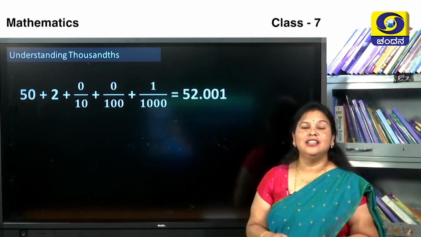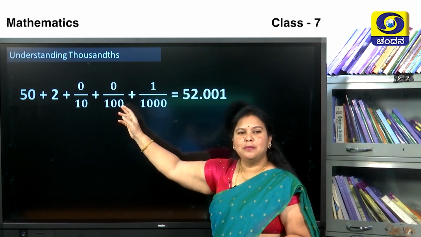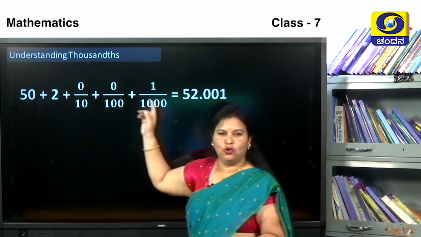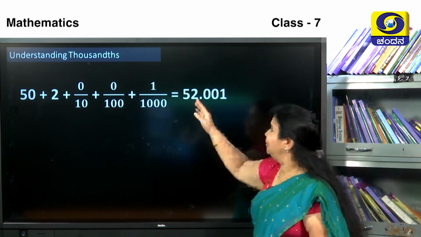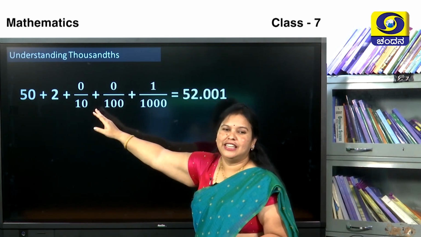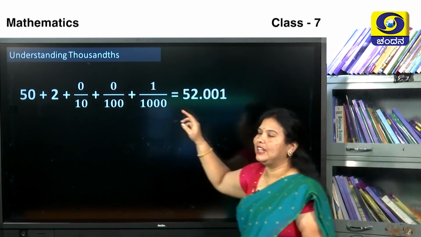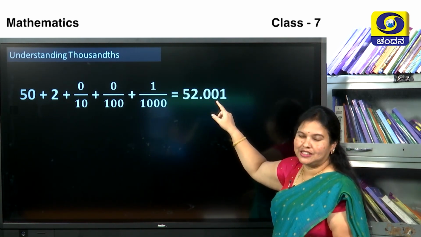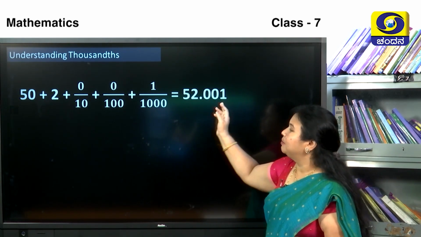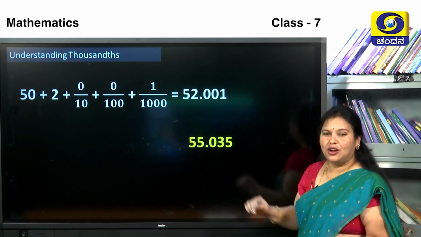Now, it is time to understand thousandth place. Here one example is there, 50 plus 2 plus 0 by 10 plus 0 by 100 plus 1 by 1000. You already know 50 and 2 are whole numbers. So, by adding these two we get 52, and we have to write before the decimal point. So, 0 by 10 is in 10th place, and another 0 is there in 100th place. So, we have to write 2 zeros on 10th and 100th place, and 1 is there in 1000th place. We have to write 1 in 1000th place. By adding all this we get 52.001.